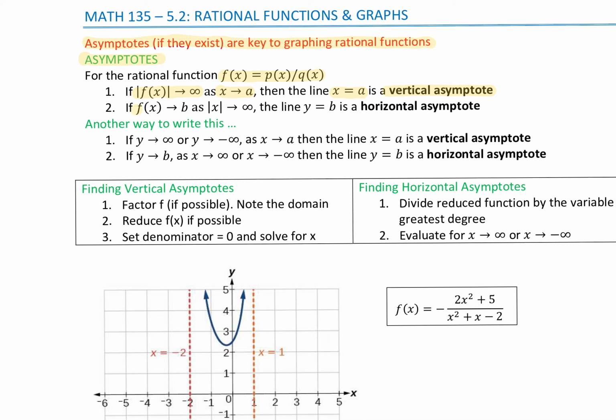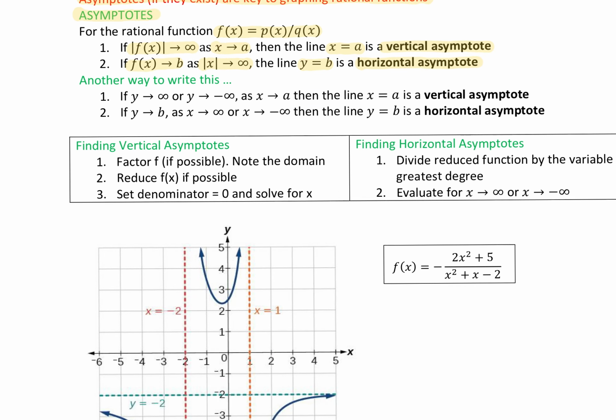And if f of x approaches some number b as the absolute value of x approaches infinity, then the line y equals b is a horizontal asymptote. So the reason why that definition is a bit confusing is because we are using function notation and we have absolute values. So let's first change it.